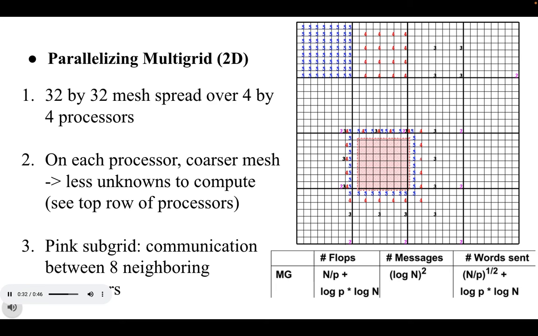In terms of communication, each processor needs to communicate with 4 neighboring processors, but the number of mesh points passed between them decreases as the mesh gets coarser. This parallelization results in the time complexity listed in the table.